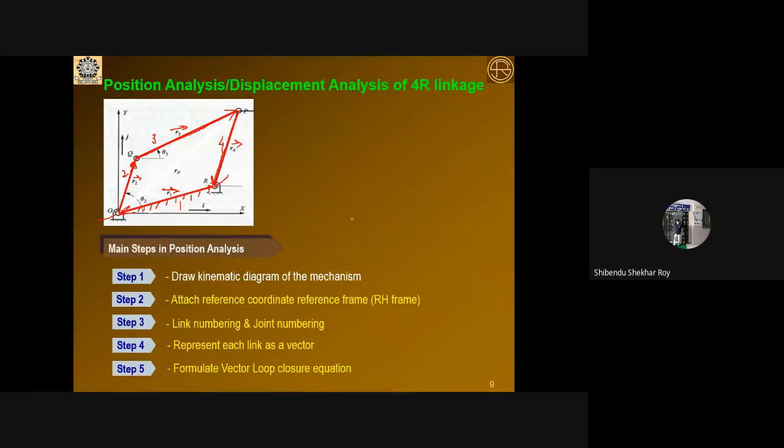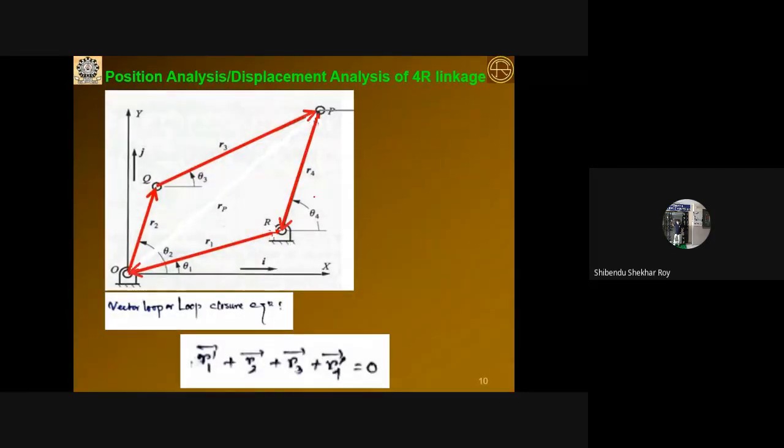Next, I like to draw one equation, a bigger picture. I have drawn this R2 vector, this R3 vector, this R4 vector, and this represents the R1 vector. Got it? So each link is represented by a vector. We start from the input end, and move from the first movable link to the second movable link to the third movable link to the fixed link, this way.